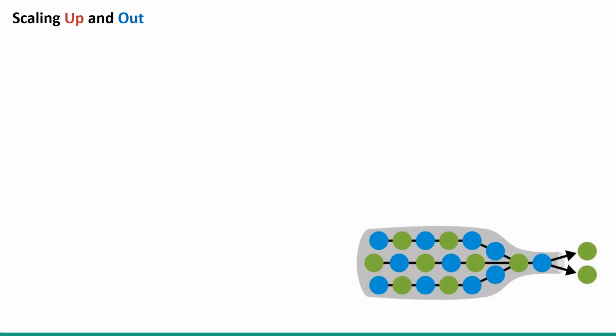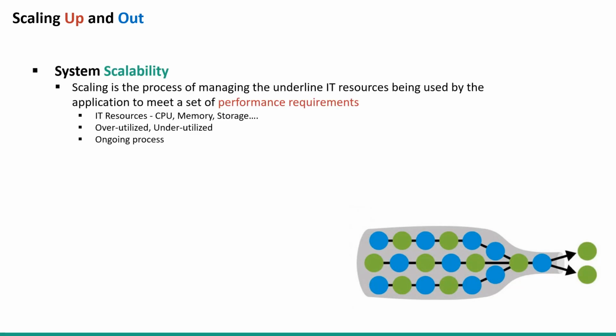The next important term I would like to quickly review is scaling. When looking at a typical software application, one of the main challenges to take into account is system scalability. Scaling is the process of managing the underlying IT resources being used by the application to meet a set of performance requirements. IT resources like computing power, memory, storage, and networking.